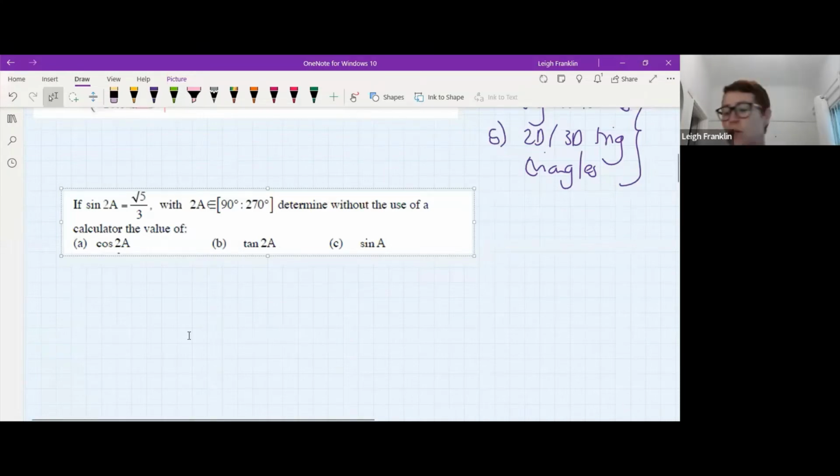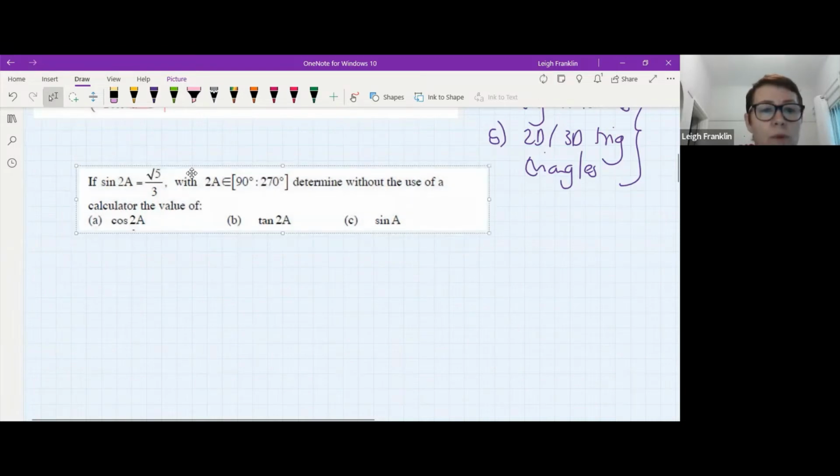All right, so they have told us that sine 2a is root 5 over 3, and they've told us 2a is an angle between 90 and 270. Determine without the use of a calculator. So we know that we can't ignore that. And they've given us 3 things to calculate: cos 2a, tan 2a, and sine a. What is our first step, Matrix? What's the first thing that we're going to do when we encounter a question like this one?